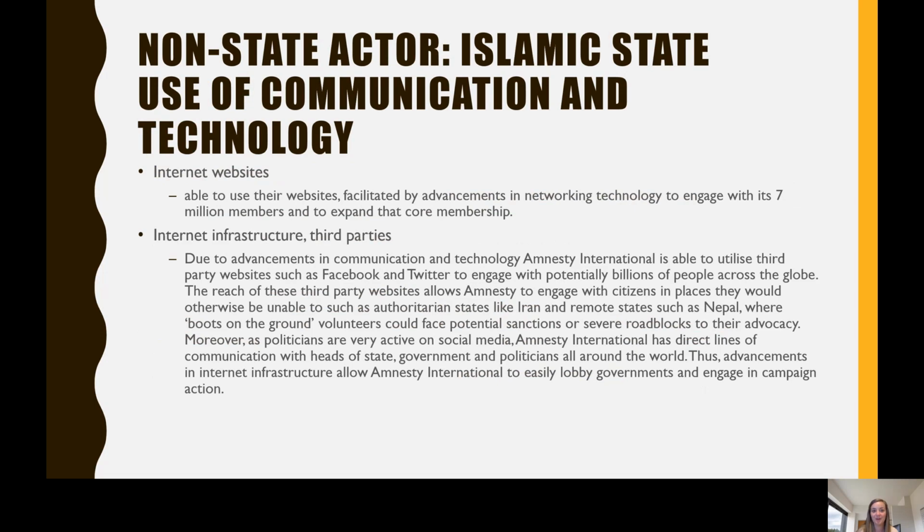So when we're talking about Amnesty International, we need to talk about how they communicate with people and how they use technology. Their technology has allowed them to engage with all of their members and expand their membership. It's also through the internet that they can communicate with people. They've been able to engage with billions of people through Twitter and Facebook.